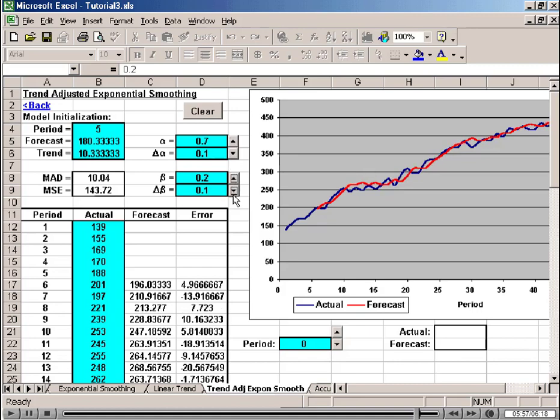Very quickly, it appears that the optimal we can achieve is a mean absolute deviation of 10.04, which is better than the previous two methods, with a smoothing constant for the short term of 0.7 and the second smoothing constant beta for the trend of 0.2. And that brings us to the end of tutorial number 3.